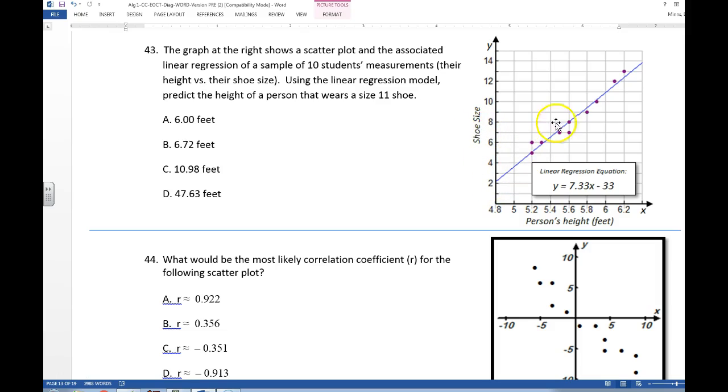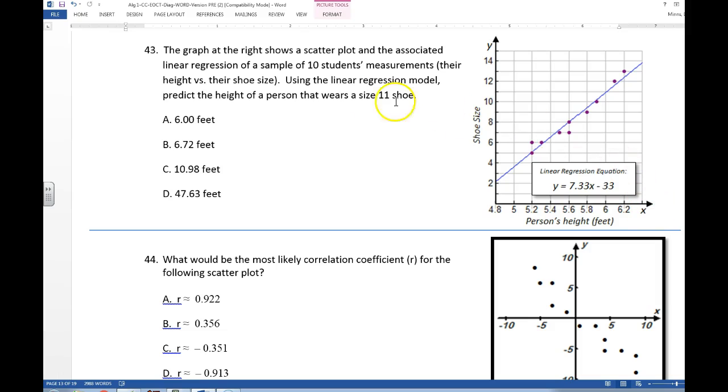What it's saying here with this line that's going up is that in general, the bigger the height is, the taller the person is, the larger their shoe size. Now we all know people who are short and have big feet, but that's really rare. Generally, short people have shorter feet, taller people have larger feet.